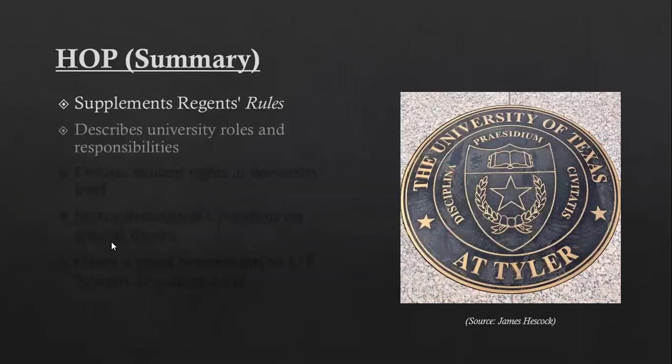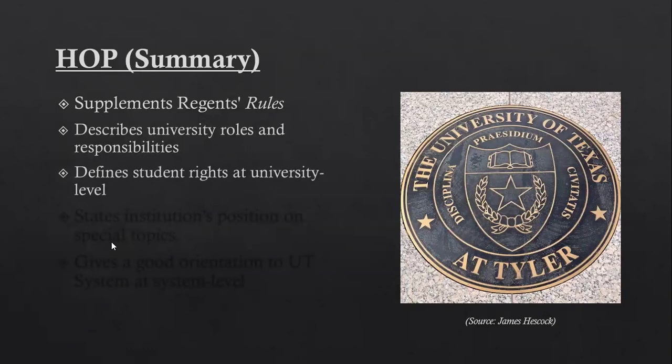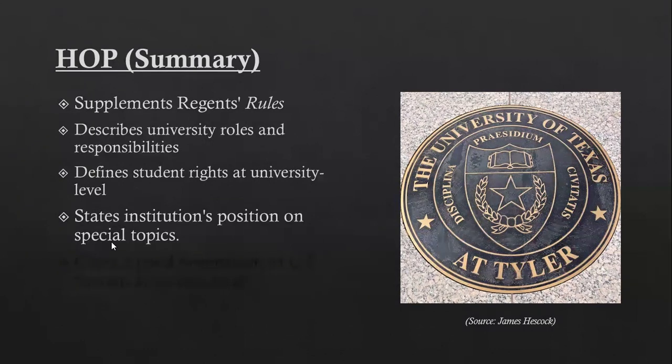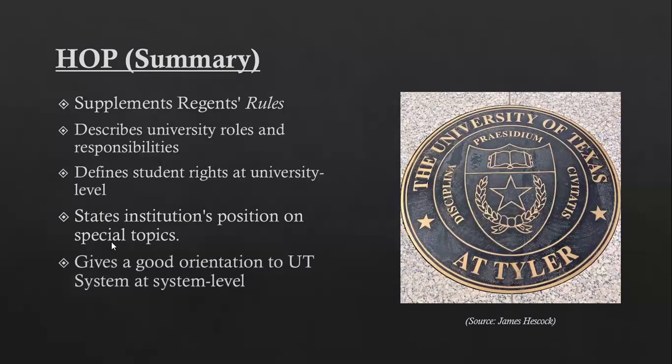In summary, HOP supplements the Regents' rules. It describes university roles and responsibilities, defines rights at the university level or the local level, states the institution's position on special topics, whatever those may be. It gives a good orientation to the local institution at the local level. All right, so every student should know and understand the Handbook of Operating Procedures for effective campus advocacy at the local level.